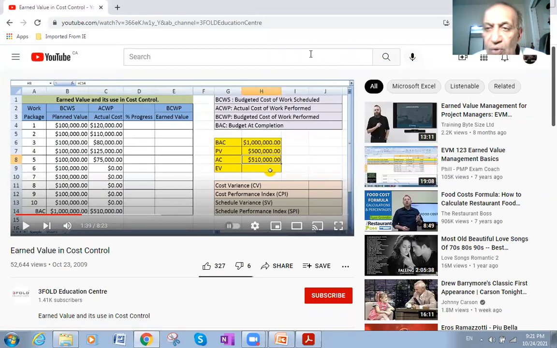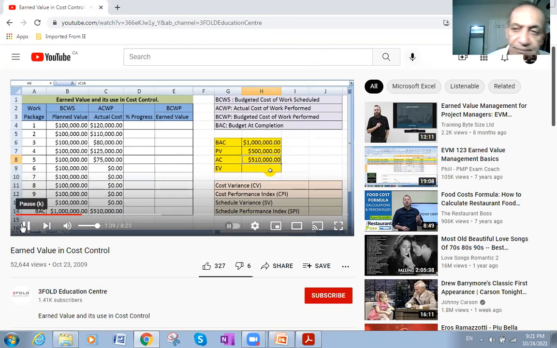And we said control means to compare against the standard. The standard here is 500,000 in 5 months, and the real, or actual, performance is 510,000. So there is an increase of 10,000 more than the norm or the value.